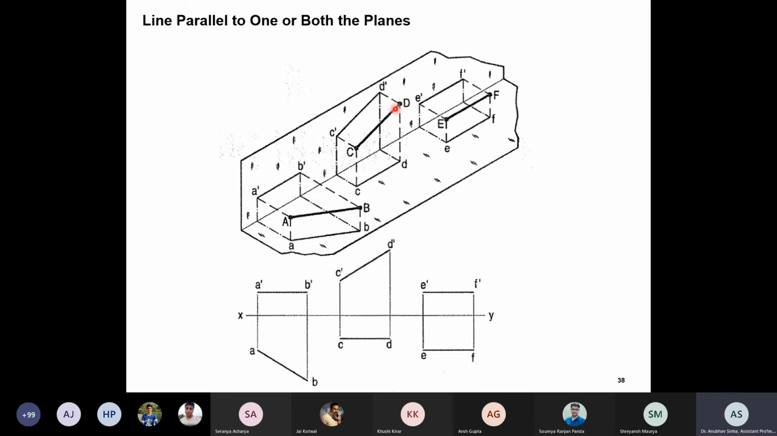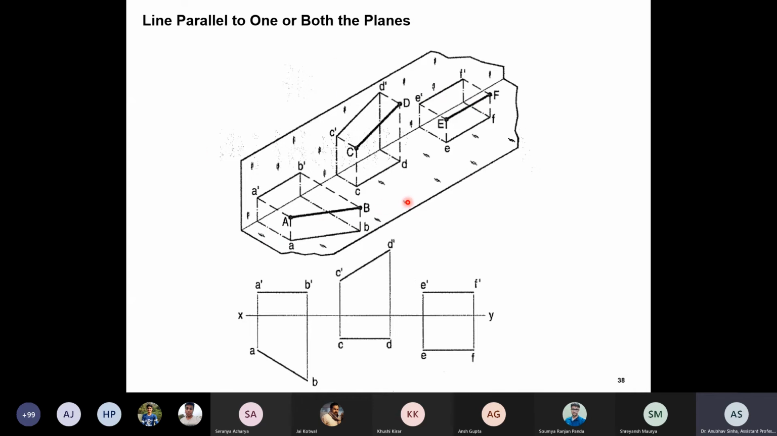Similarly, this one, CD. CD is parallel to the vertical plane, but if you extend it, it will intersect this plane. Now this is parallel to both. EF is parallel to both. So this is how I will show it in pictorial representation.